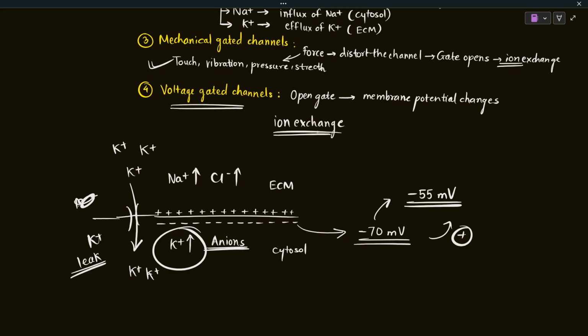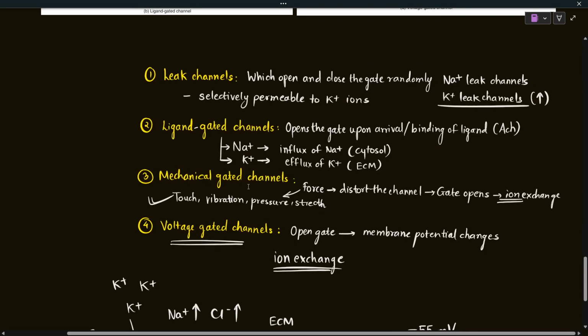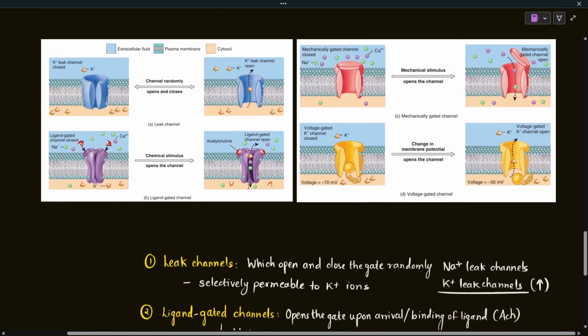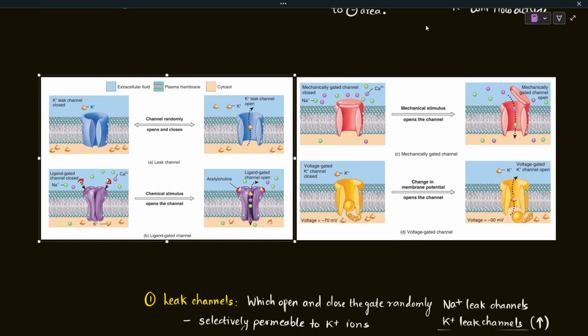So I hope the types of ion channels are very clear to you all. Let's view them diagrammatically. Here are a few schematics clearly showing the ion channels present in the neuronal cell membrane. This is the extracellular part of the cell, and this is the intracellular part. The yellow one is the cytosolic part, and the blue one is the extracellular part. This is the plasma membrane, the lipid bilayer where the channels are present. These are the different types of channels.